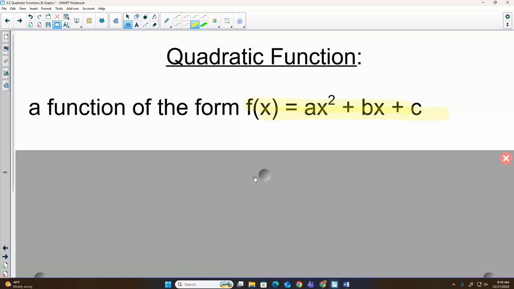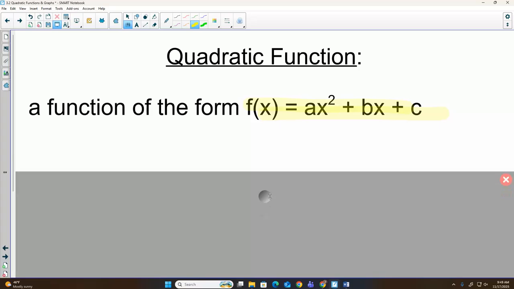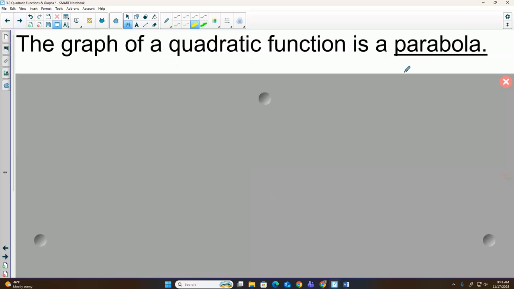And we know the graph of it, I had somebody drawing it with their finger, the graph of it is what? What do we call that shape? A parabola. Did everybody get this written down? Okay, so that's our function, our equation. The graph is a parabola.